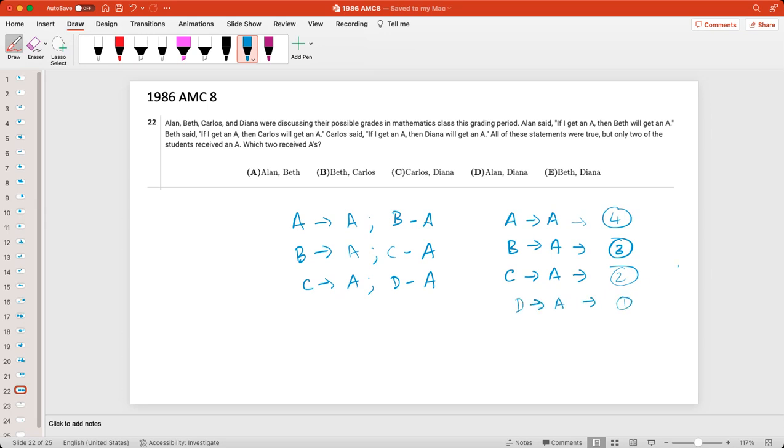So it's 1. Now we are looking at the case with 2 A's, which is this. Which means Alan and Beth got other grades, which is fine. So we are looking at this. So this is your answer option C. Carlos and Diana, they too get an A.